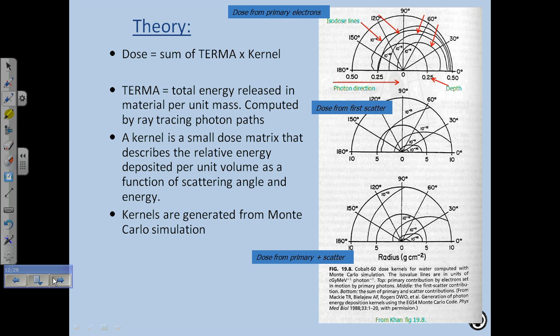Okay. A kernel is a small dose matrix that describes the relative energy deposited per unit volume as a function of scattering angle and energy. And kernels are generated from Monte Carlo. Now that is a cobalt-60 kernel, a 1.25 MeV kernel. If I look at a 2 MeV kernel, it's going to look different. How do you think it's going to look?